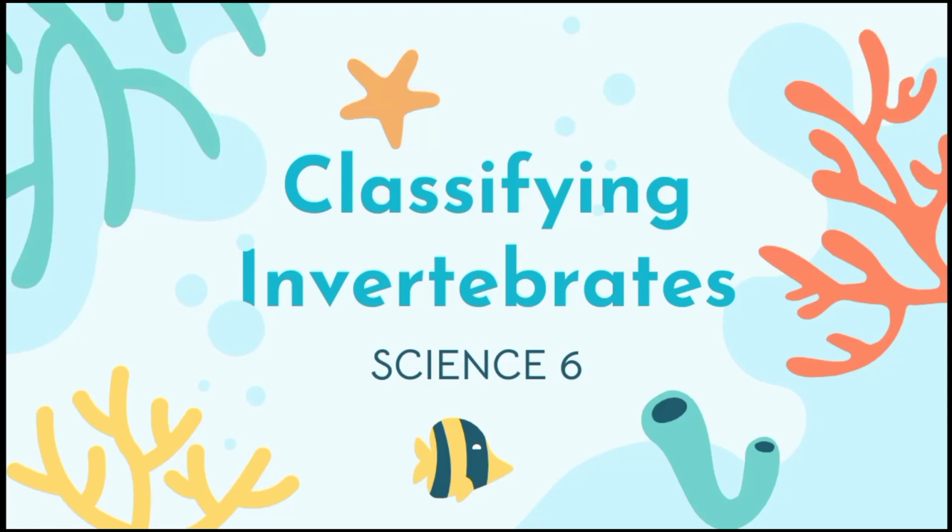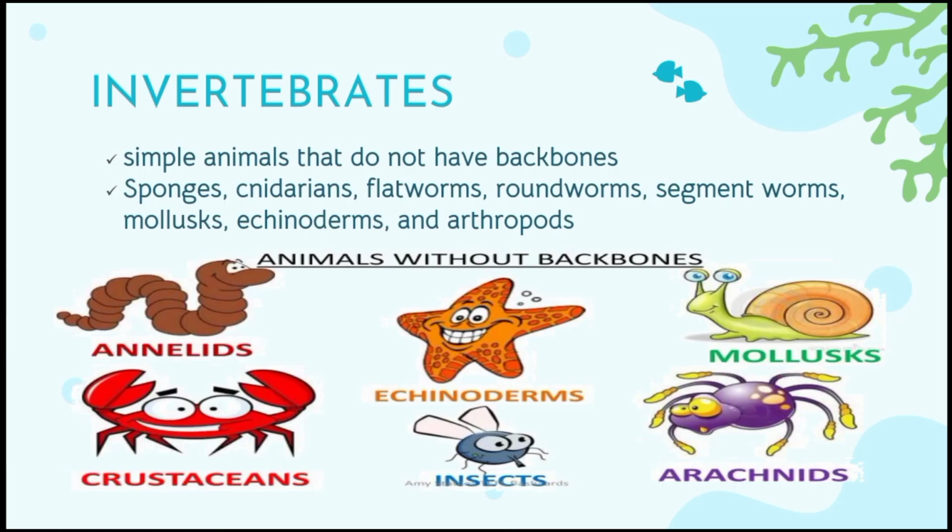Good day, everyone. Today we're going to discuss all about invertebrates. So let's get going. First, let us define the word invertebrates. When we say invertebrates, these are the simple animals that do not have backbones. Invertebrates can be classified into sponges, cnidarians, flatworms, roundworms, segmented worms, mollusks, echinoderms, and arthropods.